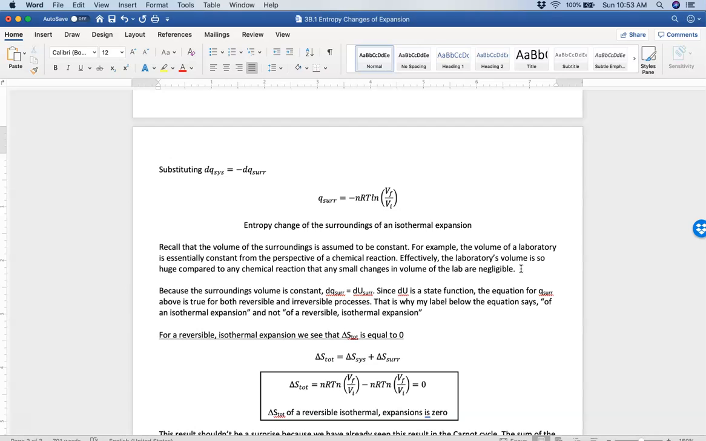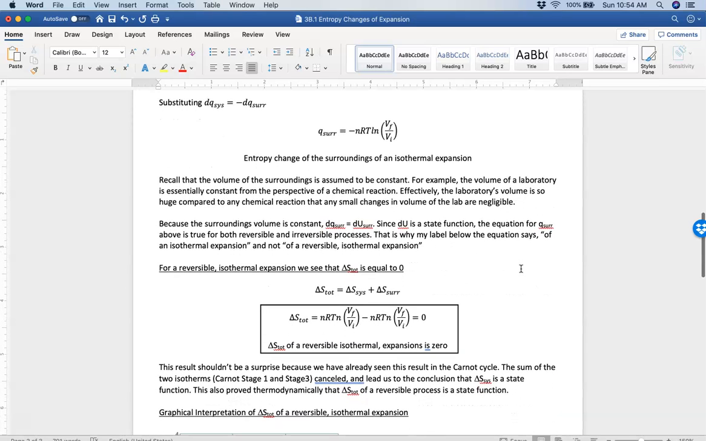Yes, the universe is constantly accelerating in its expansion. It gets a little complicated, and it's beyond the scope of this course. But for us, we can effectively state that the universe is constant volume. So, under constant volume conditions, the change in heat must be equal to the change in internal energy. So the dQ of the surroundings equals the dU of the surroundings.